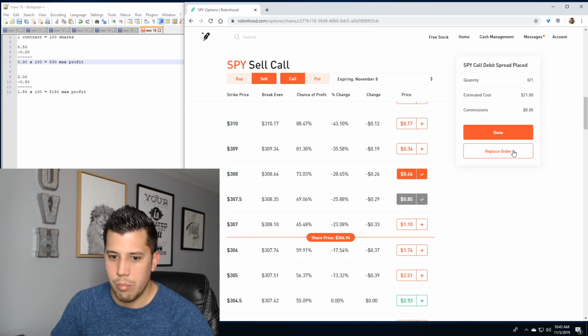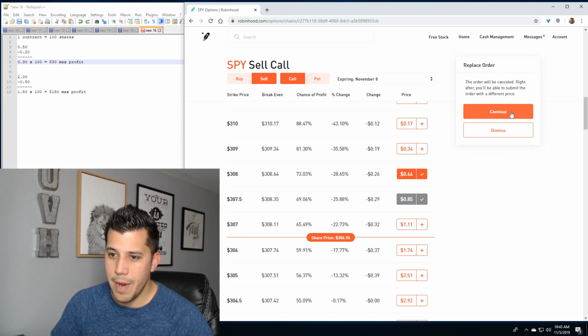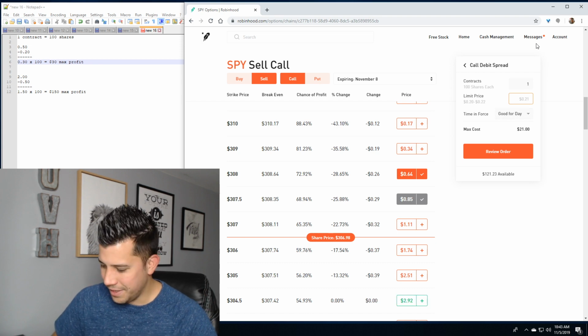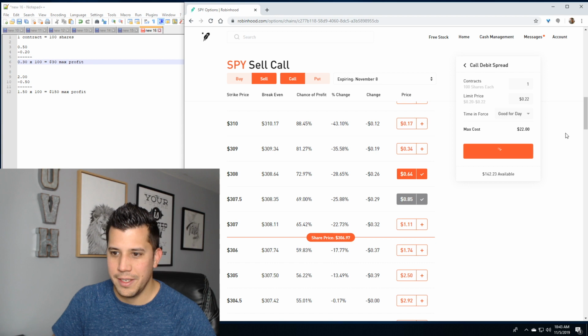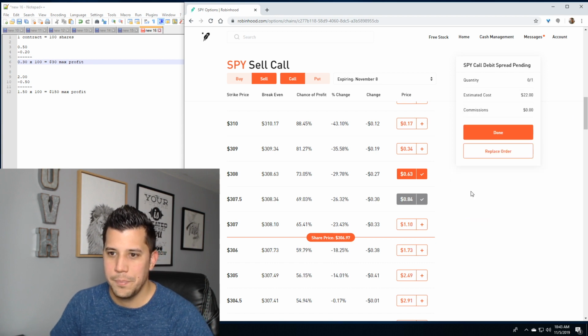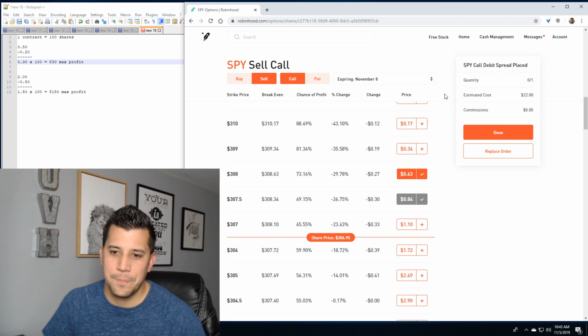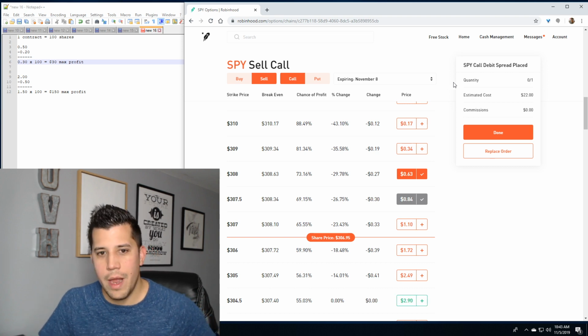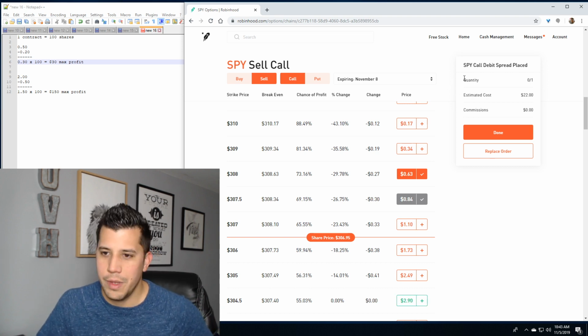So I'm going to replace this order and see if we can get it filled. It's going to make me go to the ask. Watch this. So I'm going to put in 22 cents right here at the ask and see if it fills. So it's placed again. Really? That's interesting. I know Robinhood definitely doesn't give you the best pricing on some of these trades. Not filled.